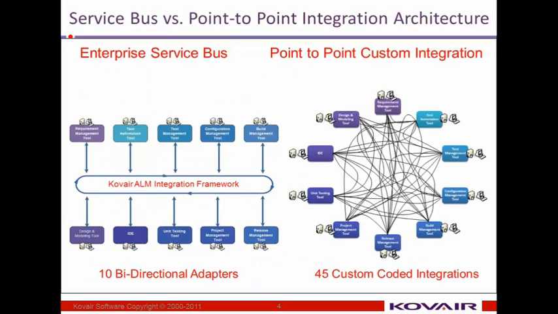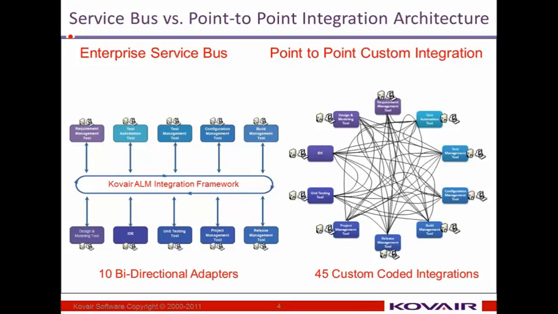So diagrammatically, these are shown here in the next slide. And so here it shows that if you have 10 tools, then you need 45 distinct integrations for every pair of tools in case of point-to-point integration. But in case of ESB, you just need 10 adapters. So think about adding the 11th tool into the mix.